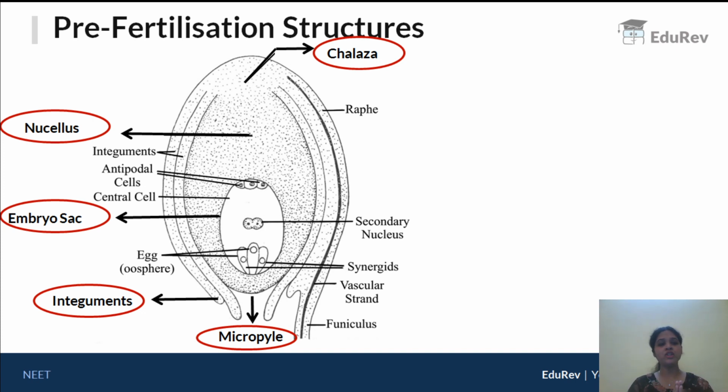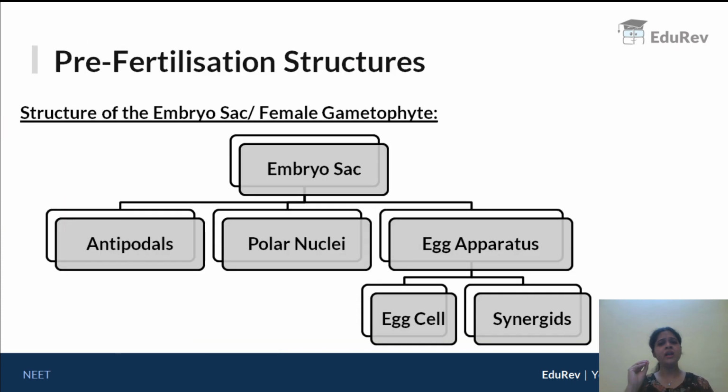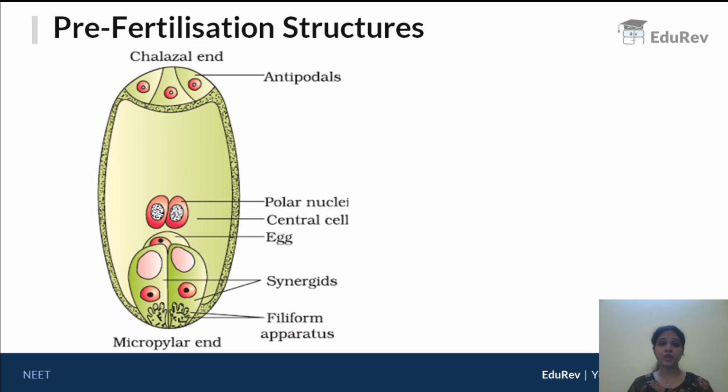Now we will focus our attention on the embryo sac because that is the most important part of this particular overview. Now the embryo sac technically contains three important cell types, and all of these cells are haploid in nature. We will understand in later videos why haploid in nature. But for right now, just remember all of these cells are haploid. The first cell that it has is the antipodals present at the chalazal end, followed by the polar nuclei more or less in the center, and then at the micropyle end, you have the egg apparatus containing one egg cell and two synergids.